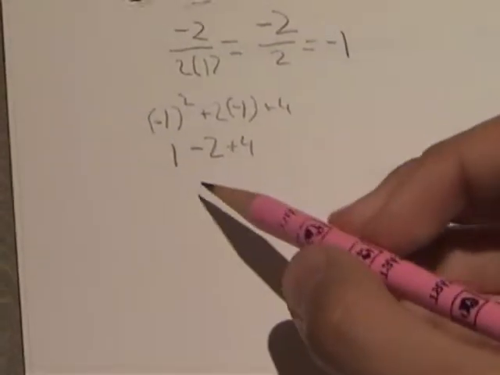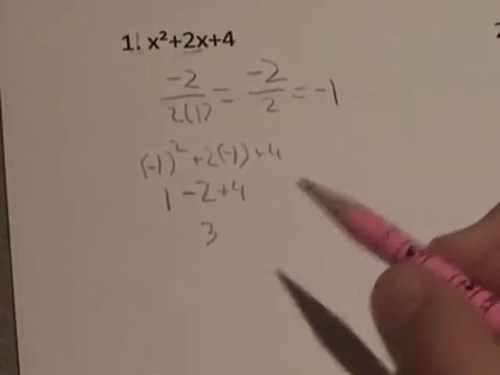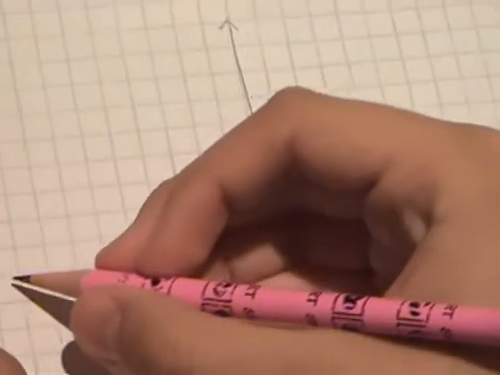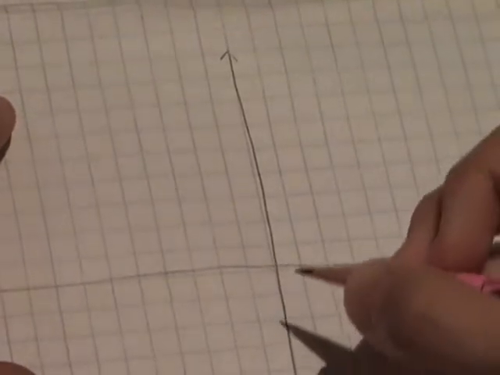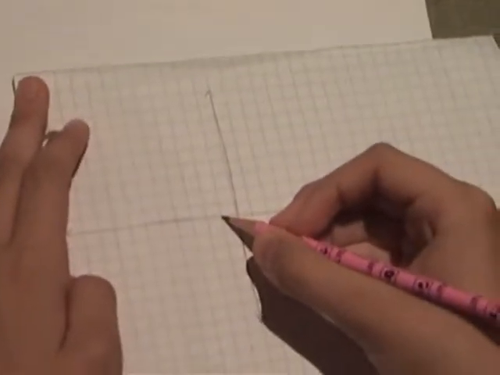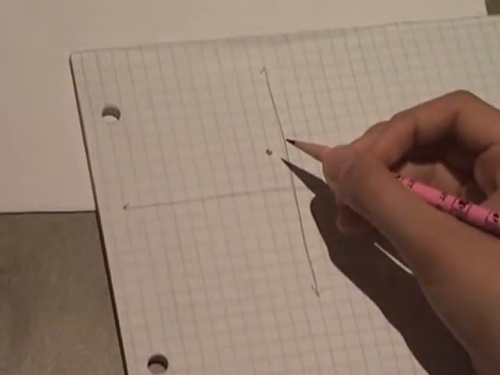And that comes out to 3. So, here's our graph. So, this is our x-coordinate, and this is our y-coordinate. Negative 1, 3. And we have our vertex.